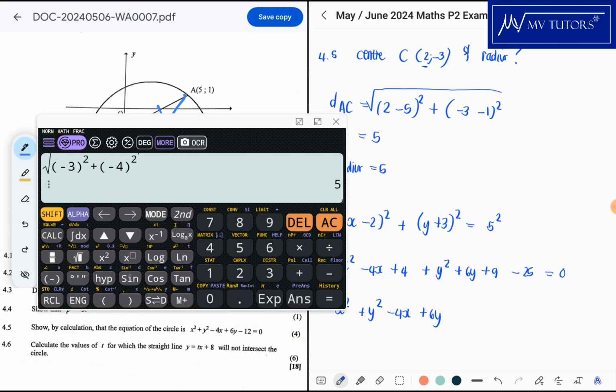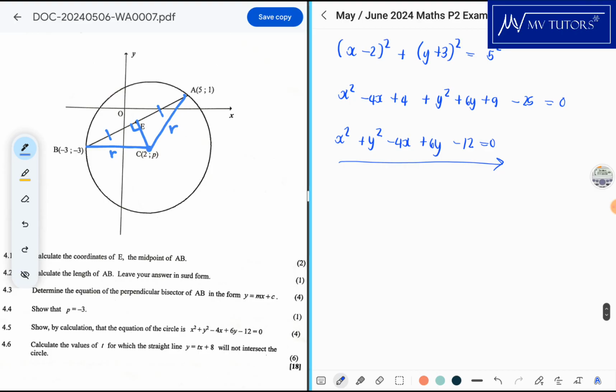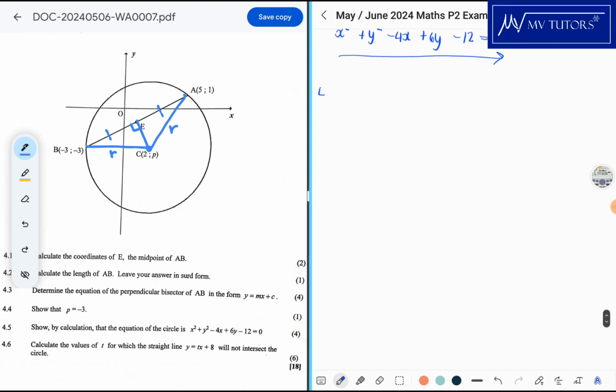Now I am going to take 4 and plus 9. And I'm going to subtract 25. And I get negative 12. And I'm happy about that. So we have shown that the equation of the circle is exactly that.